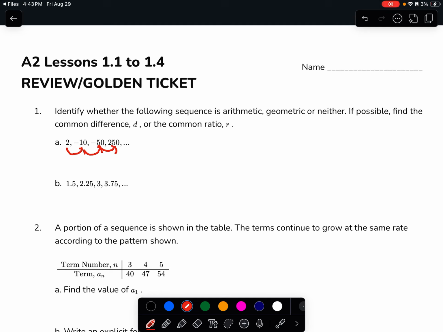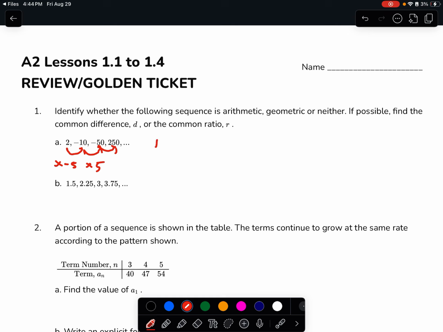So it doesn't look like we're adding the same number, right? Because to go from 2 to negative 10 we'd have to add negative 12, and to go from negative 10 to negative 50, we would have to add a negative 40. It's not the same number. So it's not arithmetic. The next thing is, are we multiplying by the same number? To go from 2 to negative 10, we have to multiply by negative 5. To go from negative 10 to negative 50, we have to multiply by a positive 5. And you're not multiplying by the same number.